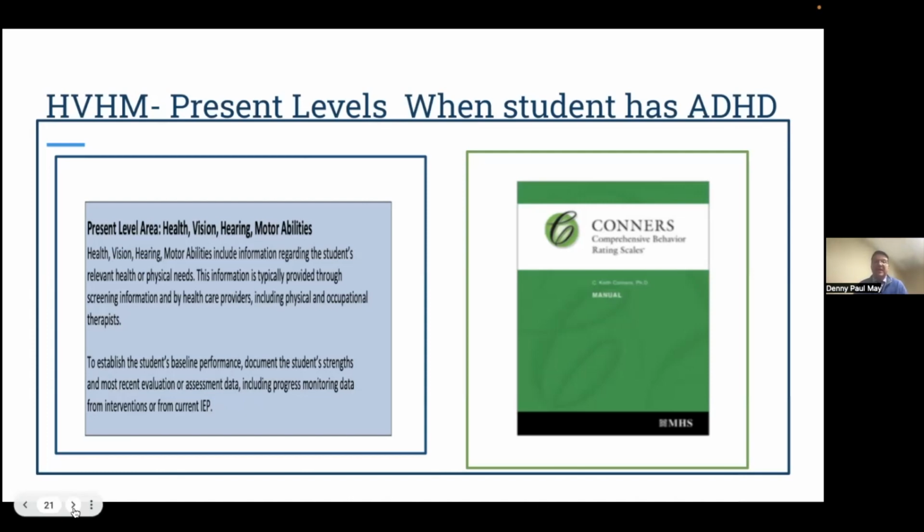and their ability to attend to task and the impact it's having. So the Connors rating scale is one where we would need to really, really focus our attention and make sure that we have data there. And remember, dance with the one that brought you. So if you've got an OHI kid and they're ADHD, this is the key piece right here. This is the first thing that we have to address.